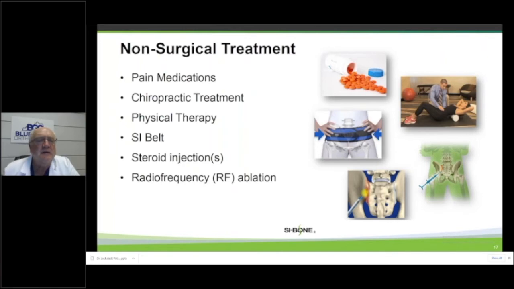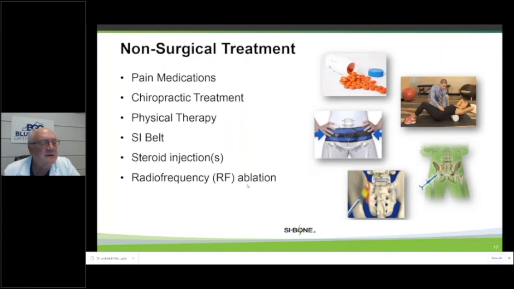There's this thing called the sacroiliac joint belt. It's a real big wide belt, and it compresses the pelvis together. And it works, but the problem with that is it's very uncomfortable. You can't wear this real tight belt around your waist all day. So it's an option for you for short-term treatment. Therapy, if you go to therapy, they'll do some exercises for you. I talked to you already about the injection. The injection is a really, really good option.